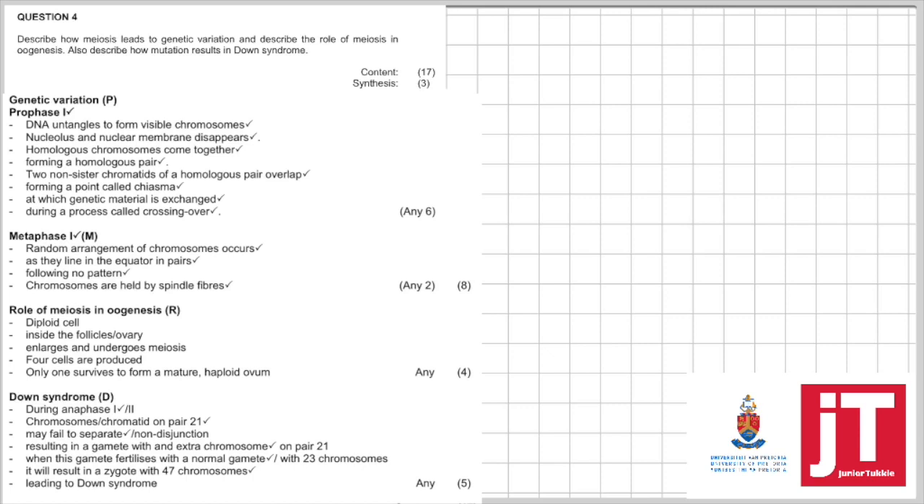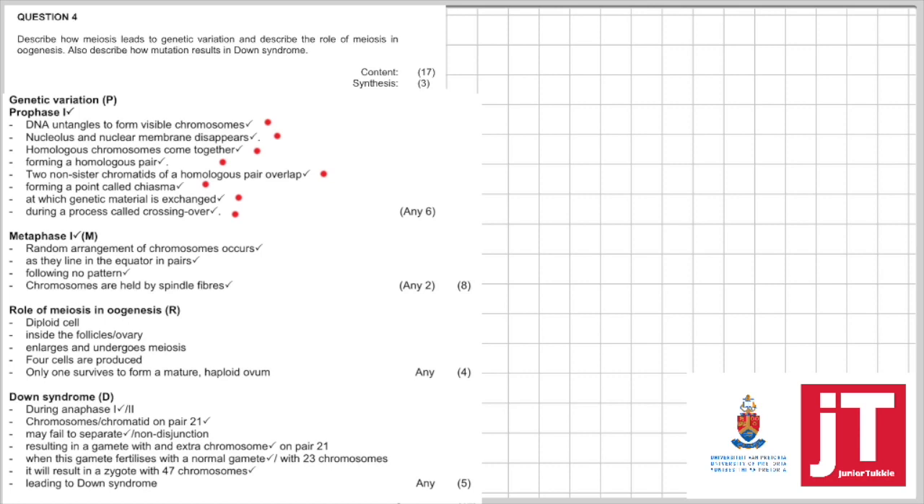So let's look at genetic variation. We're looking at how meiosis leads to genetic variation. Prophase 1. DNA untangles to form visible chromosomes. The nucleolus and the nuclear membrane disappear. Homologous chromosomes come together, forming a homologous pair. Two non-sister chromatids of the homologous pair overlap, forming a point called the chiasma, at which genetic material is exchanged during a process called crossing over.